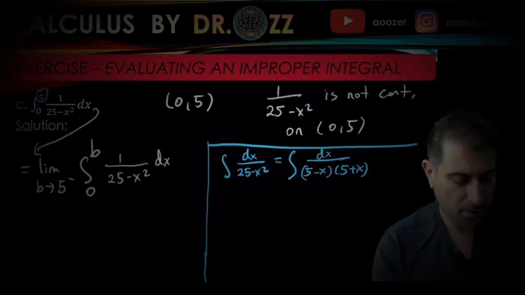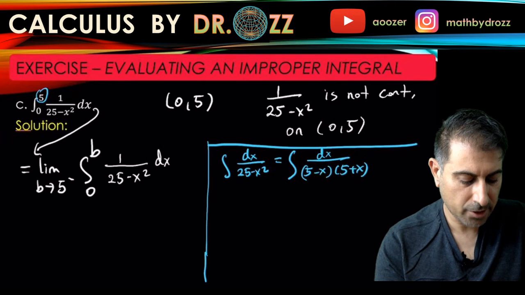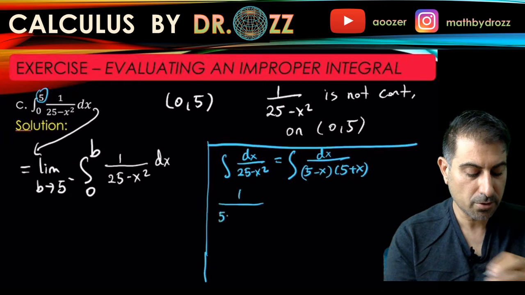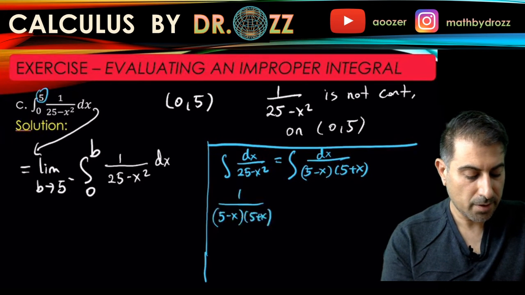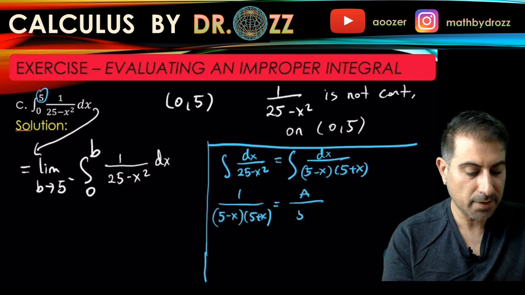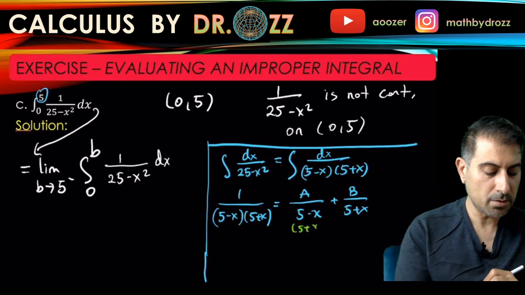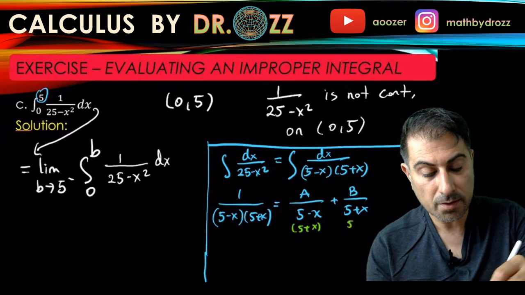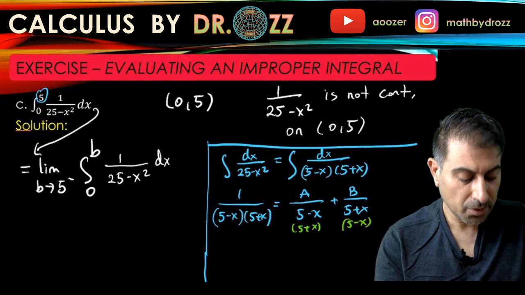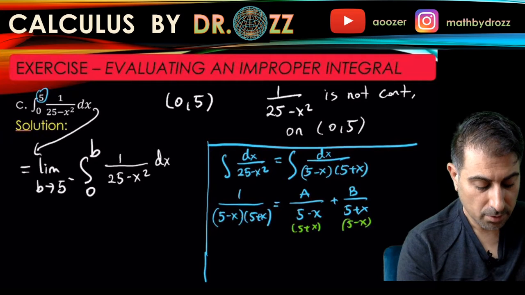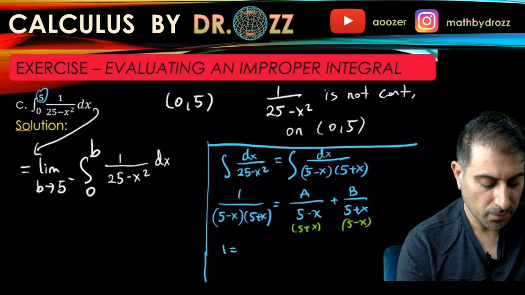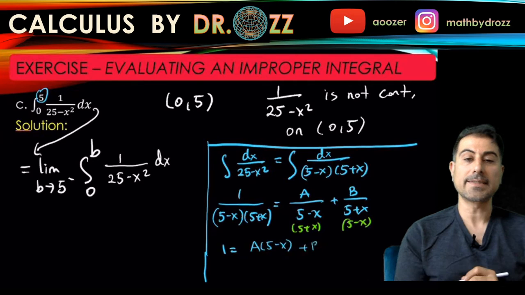All right, let's check this partial fraction here. Okay, so I'm going to write it as A over 5 minus x, B over 5 plus x, and finding a common denominator on the right. And this adds up to, I'm just equating the numerators here. So 1 is equal to A times 5 minus x plus B times 5 plus x. Okay?